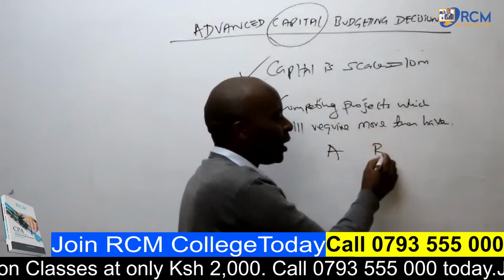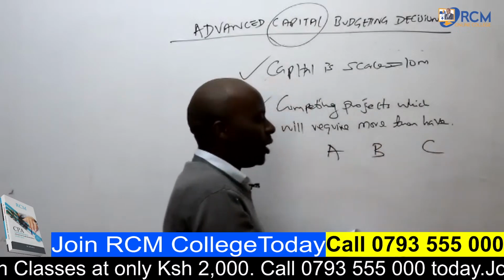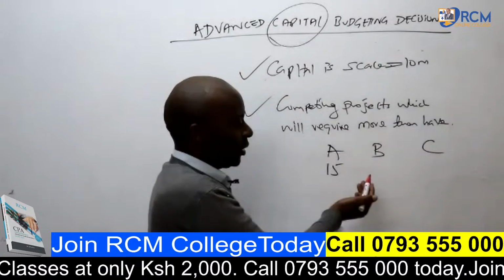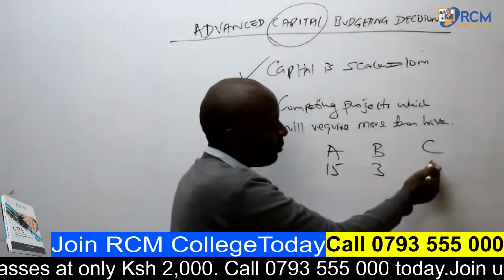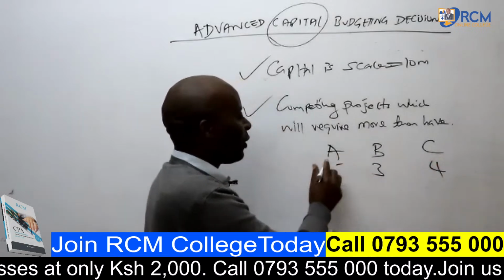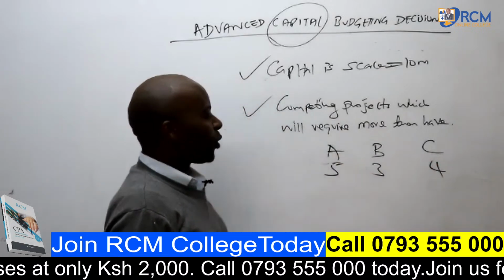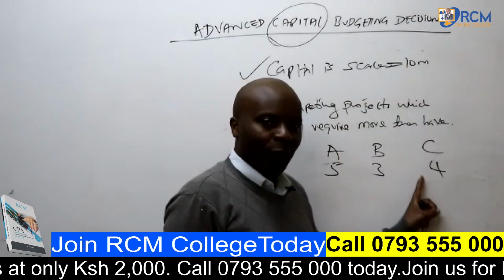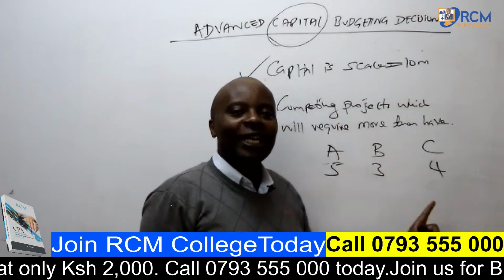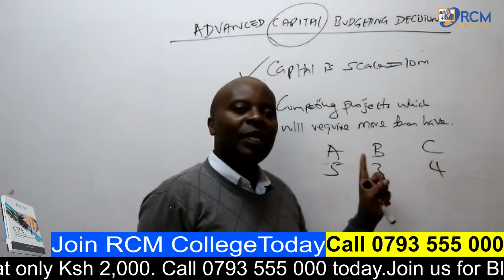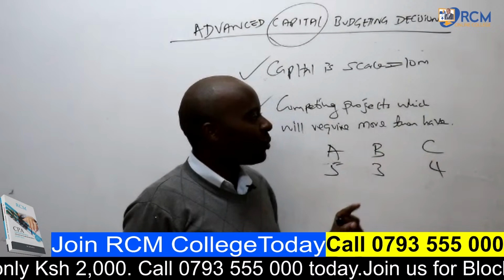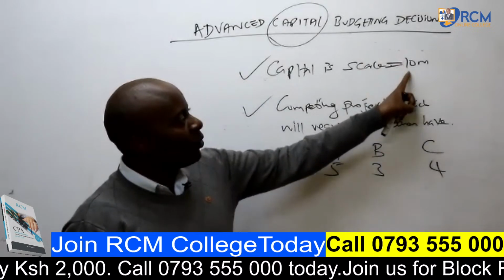Which are competing, like projects A, B, and C. A, for example, wanting 15 million. B, for example, wanting 3 million. C, for example, wanting, say, 4 million. Call these 5 million, like that. So you add these three: 5 plus 3 is 8, plus 4, we are talking of 12. So there is no way we'll be able to implement the three competing projects simultaneously, given that our capital, which is available, is 10 million.